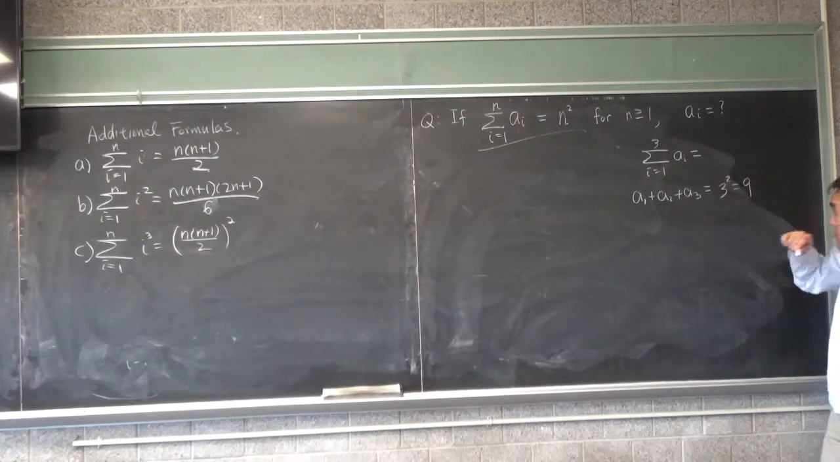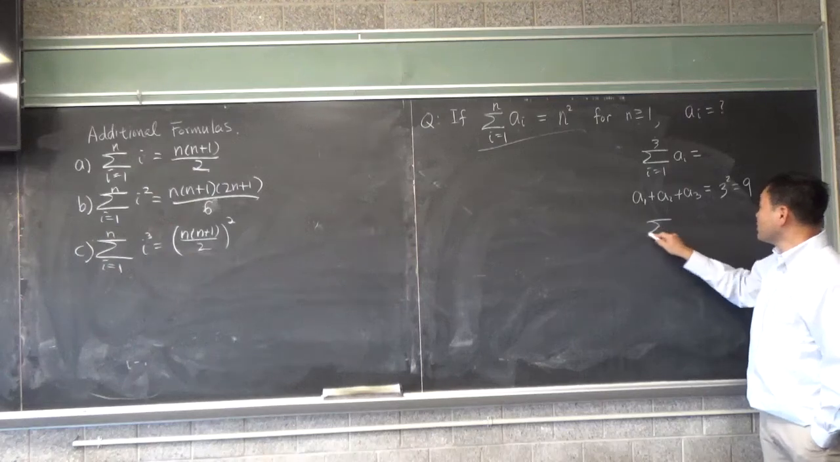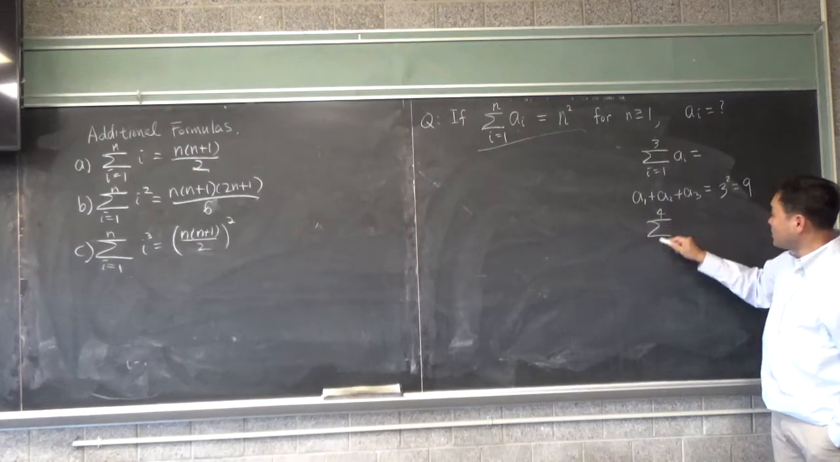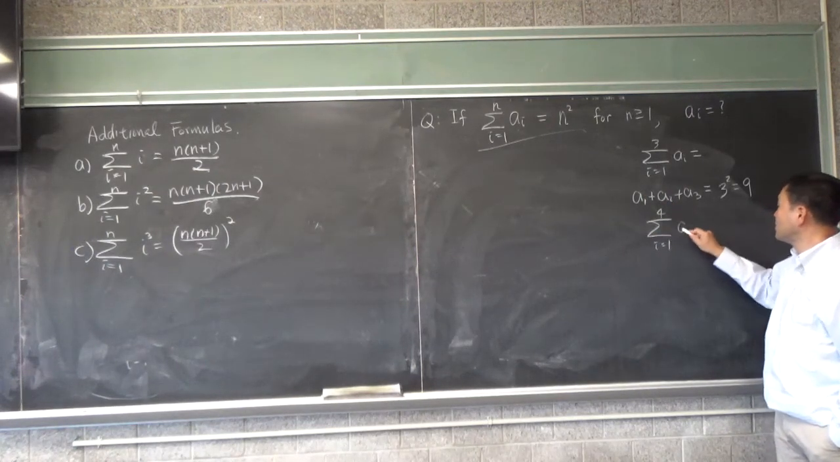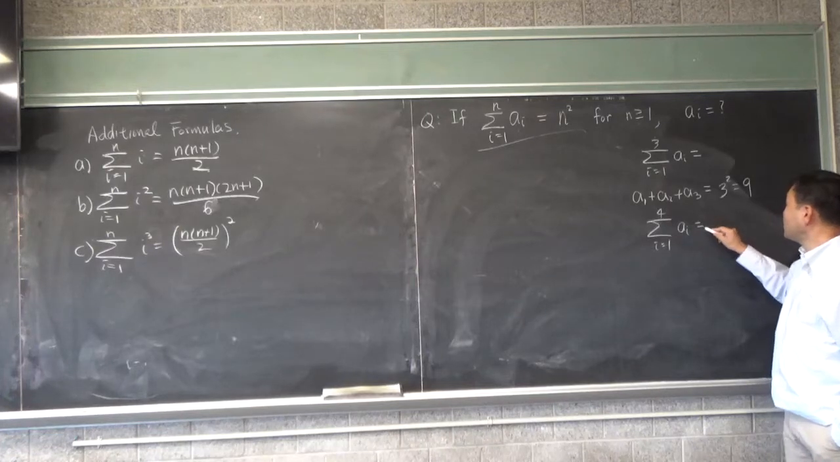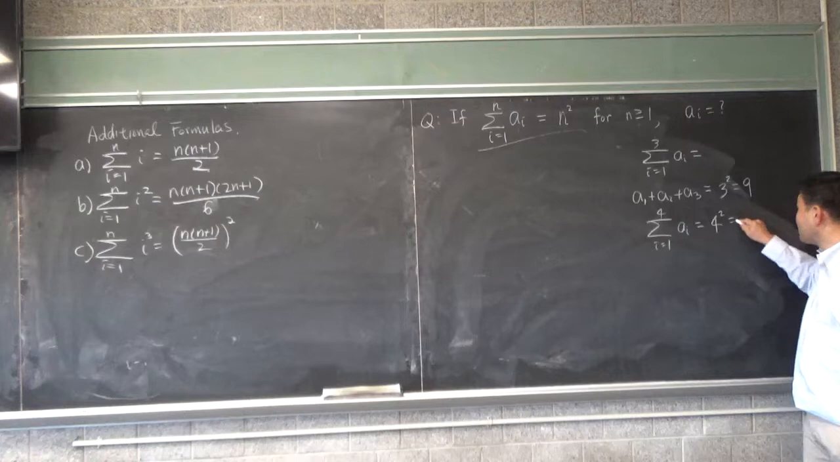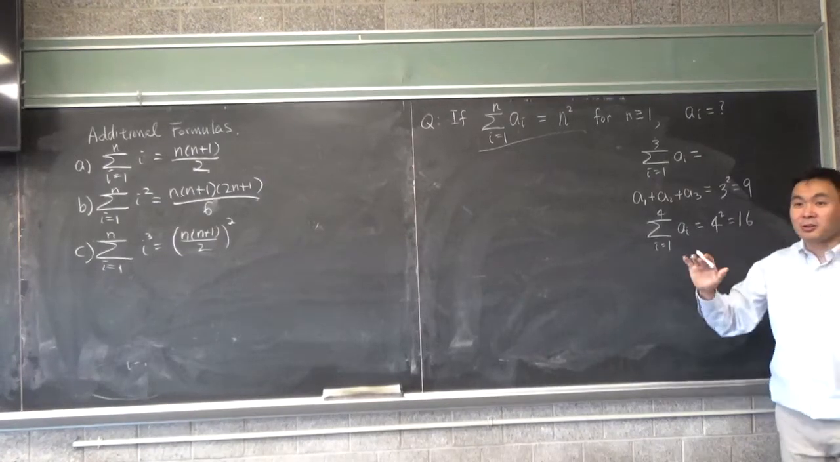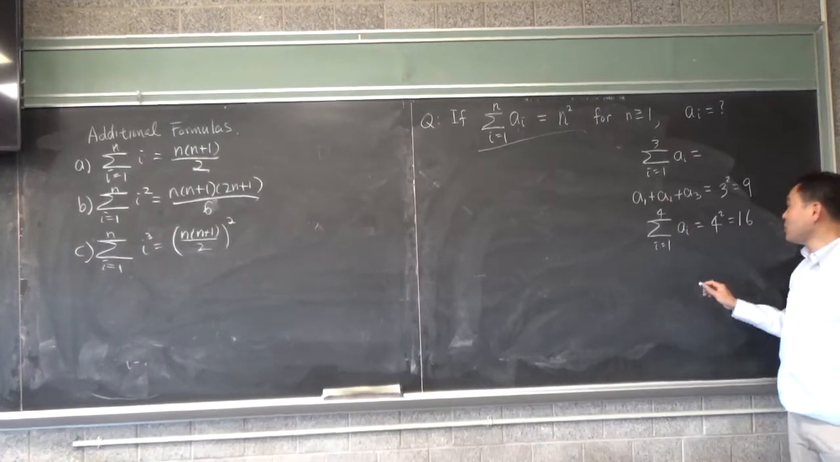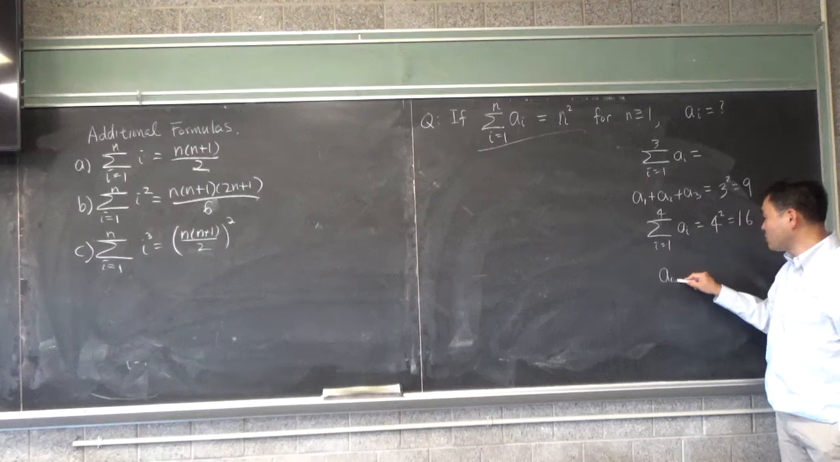Okay. What about when you set n as 4? This should equal 16. 4 squared, which is 16, right? Now, given this, see if you can figure out what a4 should be.